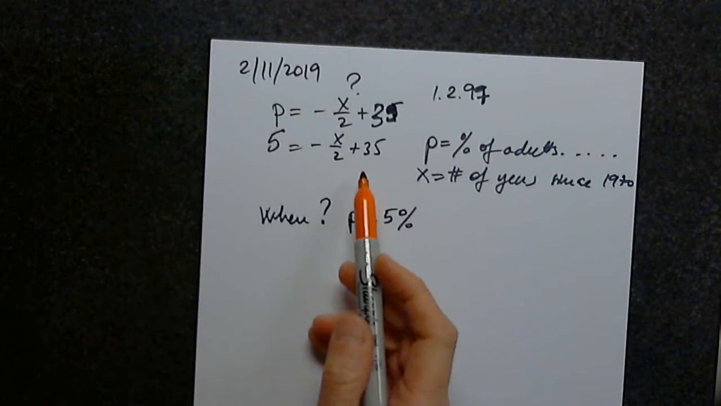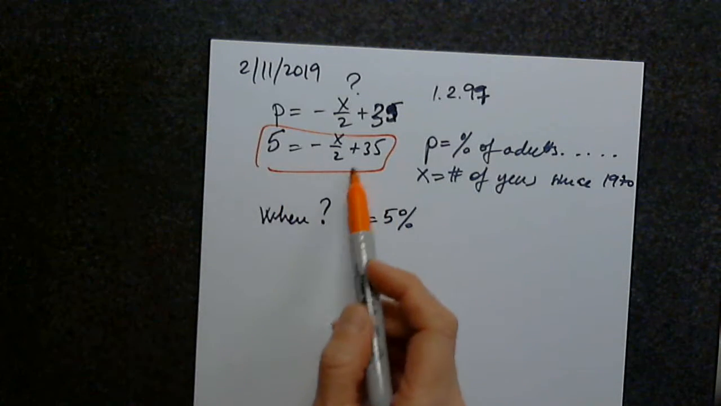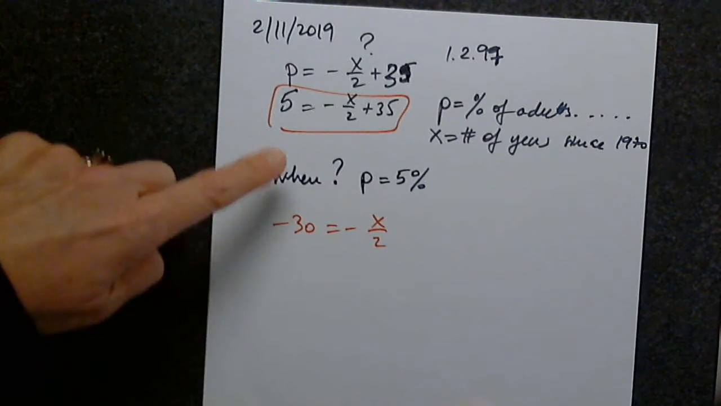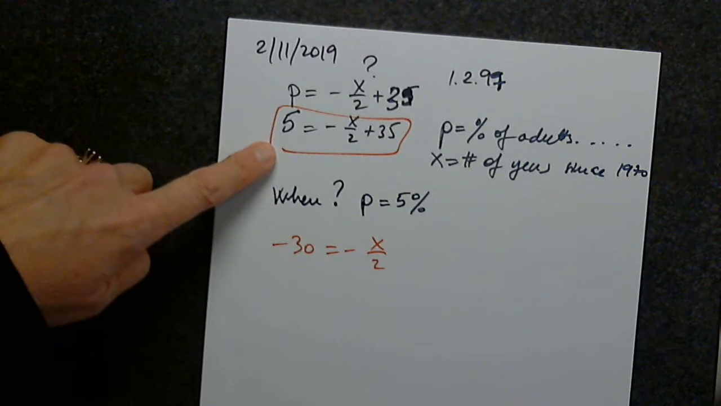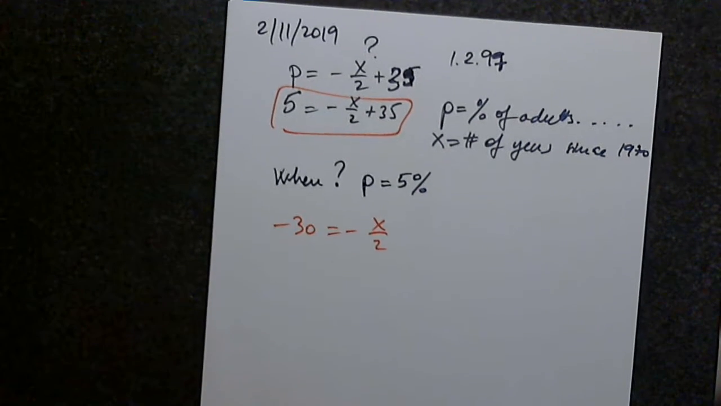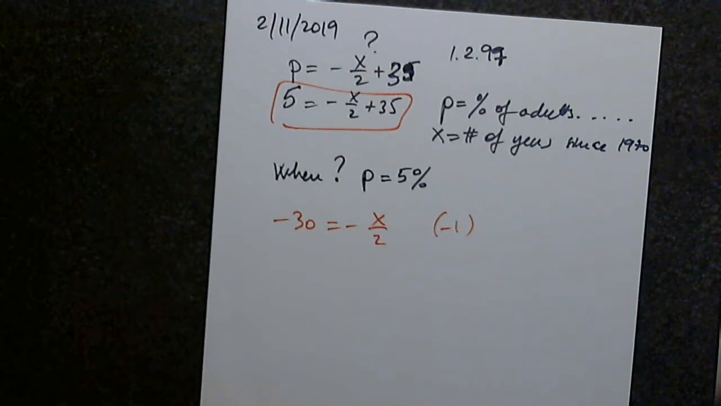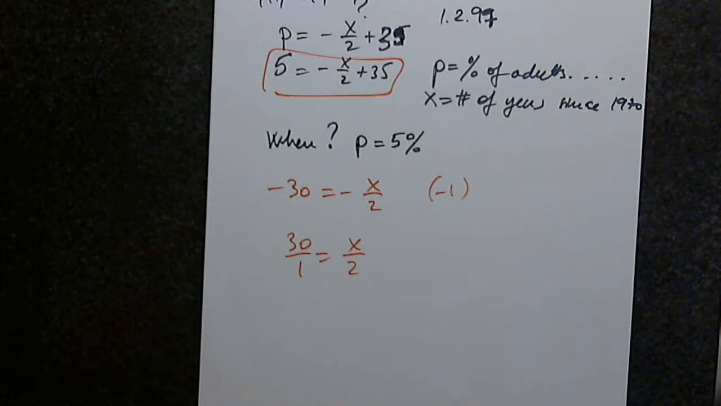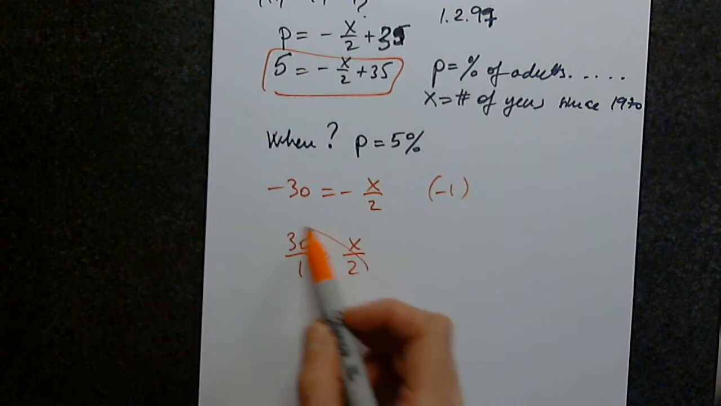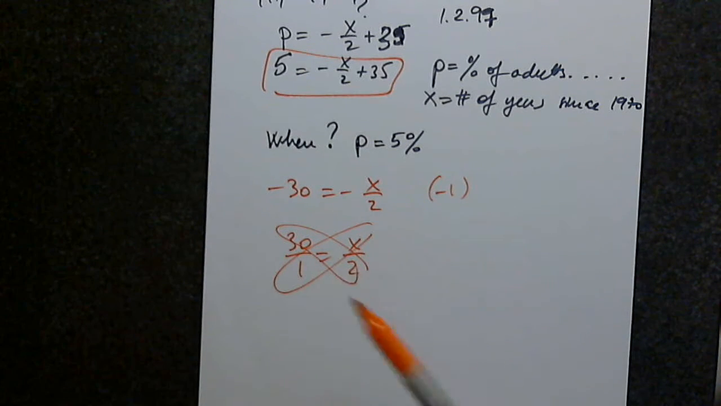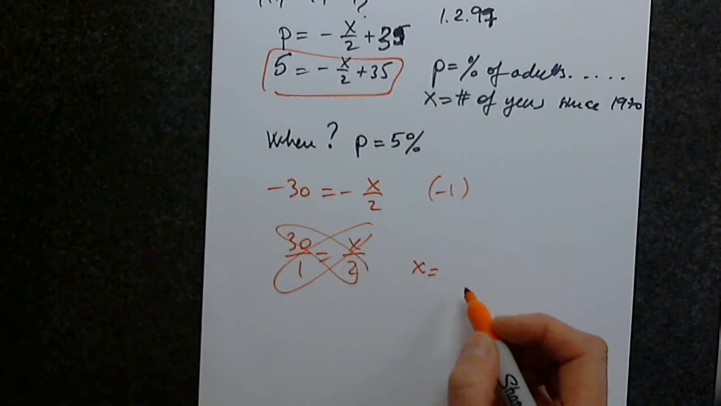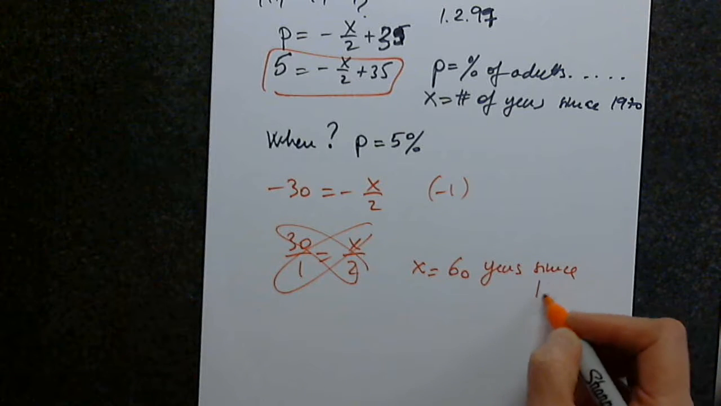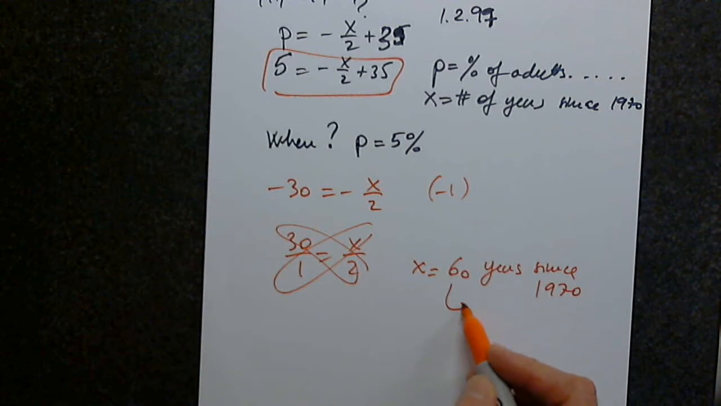Okay, so let's finish this one. So this is a linear equation. I have to move 35 to the other side. Negative 30 equals negative x over 2. Now, if you don't have 5, Michelle, and you have something else, just replace it. It's the same, right? So then I will multiply both sides by negative 1. And I get 30 over 1 equals x over 2. And we know what this is. What is it? A proportion, right? So 1 times x is x equals 2 times 30, which is 60. So this is 60 years since 1970, which means which year?